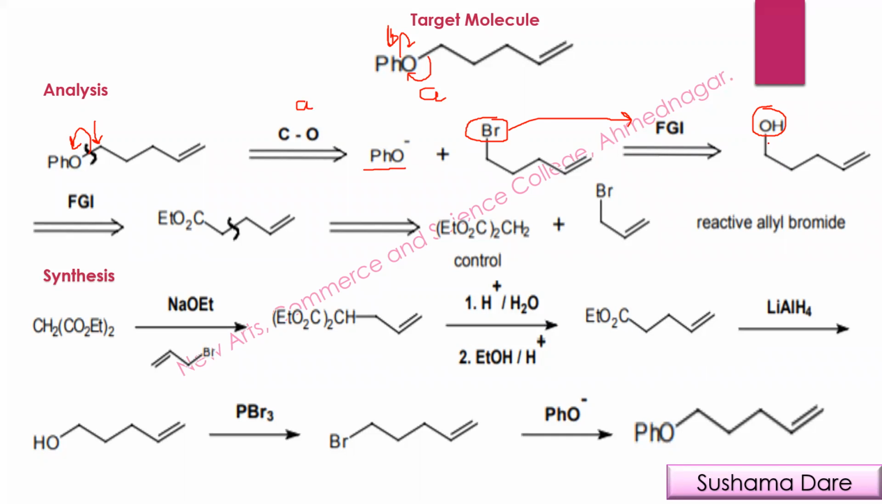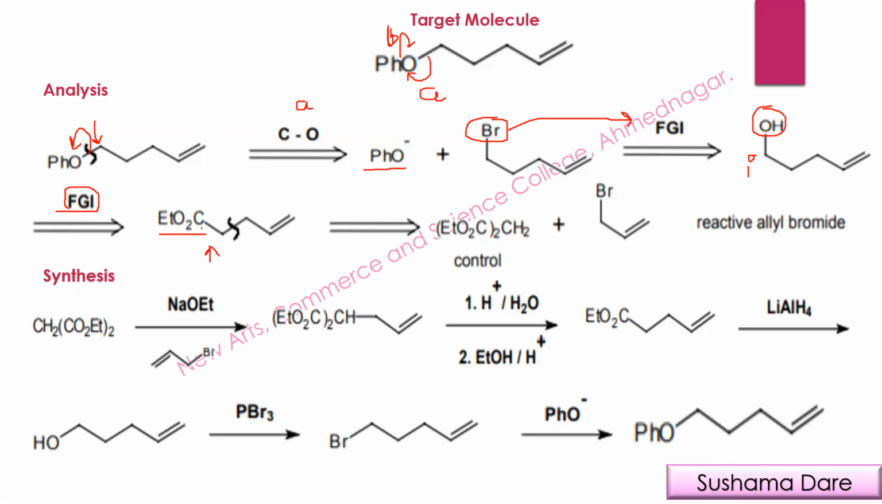Now, whenever a hydroxy group is there, you ask the question to the target molecule, what type of hydroxy group it is. This is the primary hydroxy group. Whenever a primary hydroxy group is there, again you always do the FGI. Instead of the hydroxy group, the group which we place over here is the ester functional group. Now consider this is the new target molecule.